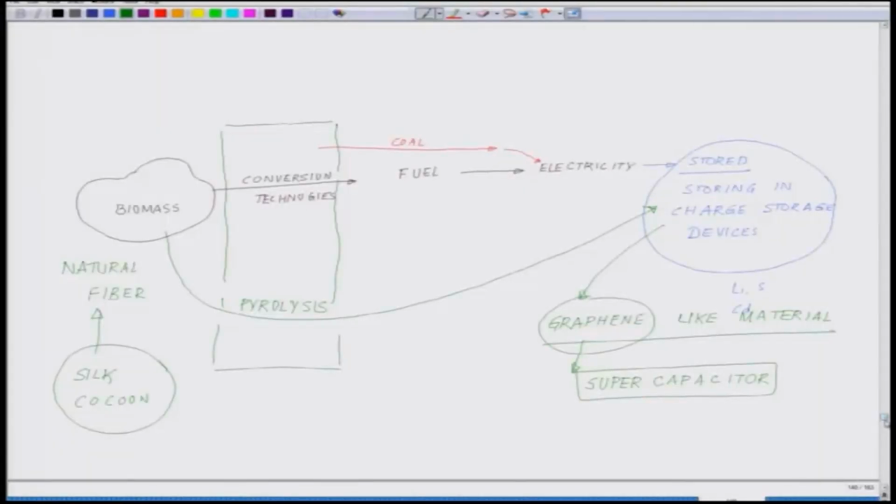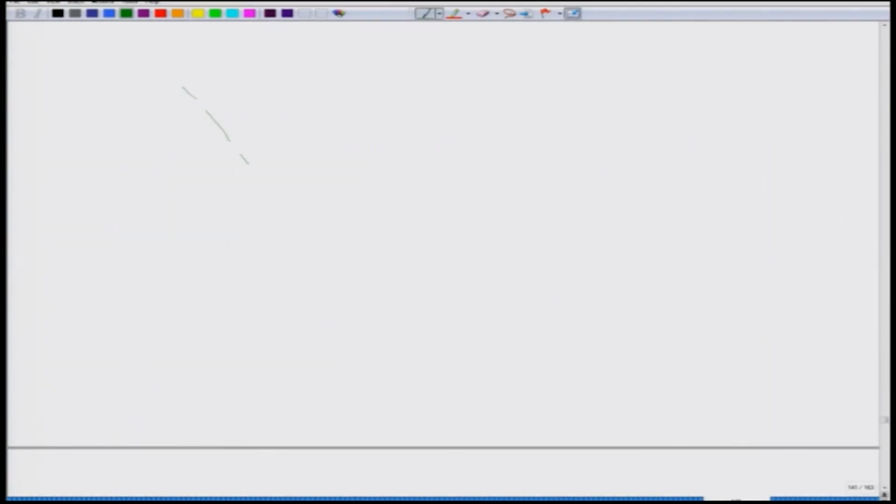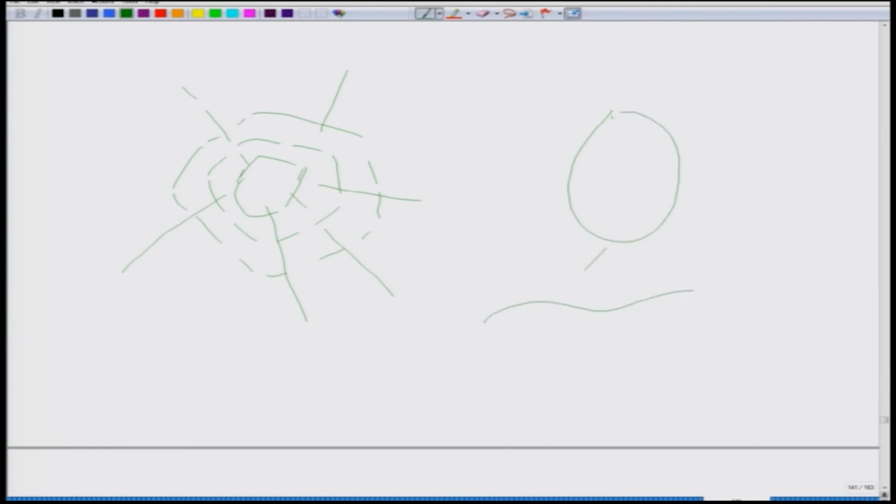All of you have seen this. Those who have seen Spider-Man movies are all aware of the spider net like this, which is also nothing but a form of silk. There are some technical differences between the different kinds of silk, whereas all of you have seen silk cocoons from where the silk threads are being taken out. So, this is a silk cocoon, this is a spider net, they are all different forms of silk.